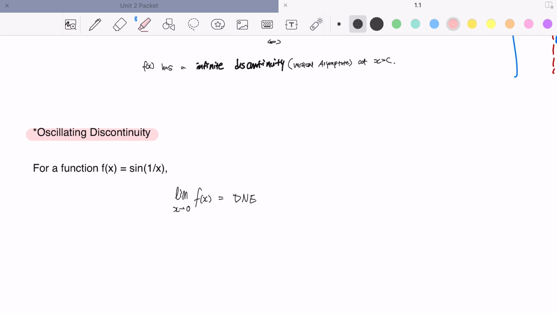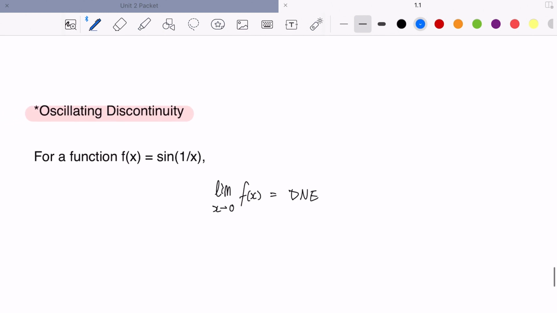And then this one is the special occasion discontinuity, called oscillating discontinuity. For a function f(x) equals sine of 1 over x, the limit of x towards 0 of the function equals DNE. So this has a specific function given for the discontinuity. It always happens: if f(x) equals sine of 1 over x, then it turns out that there is oscillating discontinuity.